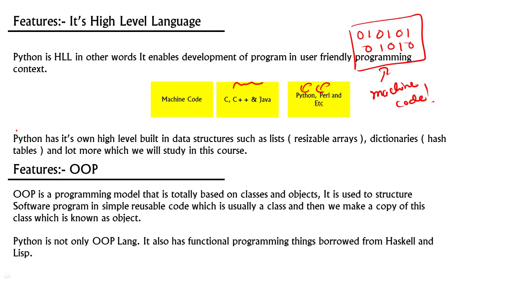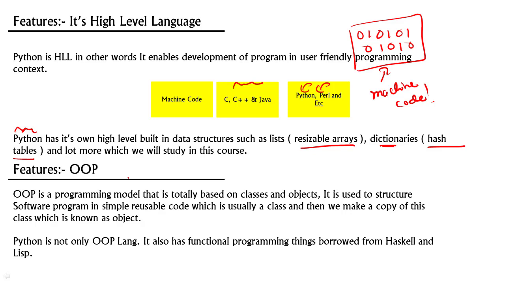So Python has its own high level built-in data structures such as arrays, dictionaries, tables, hash tables, and a lot more. These dictionaries are also called hash tables. So these are the inbuilt data structures. By continuing this course, you will also learn a lot more data structures which will help you in your data structures and algorithms journey, if you're striving to learn DSA.